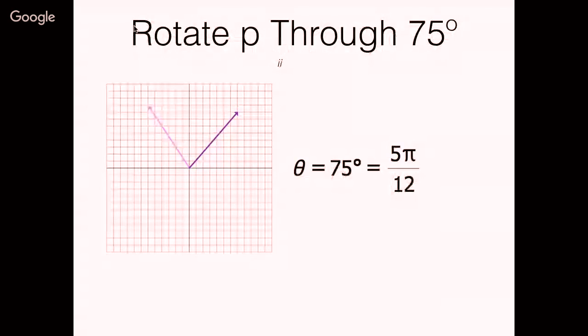Interesting. Now, suppose we've got that original point, which is at 7, 8, and we want to rotate it around 75 degrees. 75 degrees, again, you can get by dividing, because it's a multiple of 15 degrees, and 15 degrees is pi over 12, because it's a 24th of a circle. And so 75 degrees is 5 pi over 12.